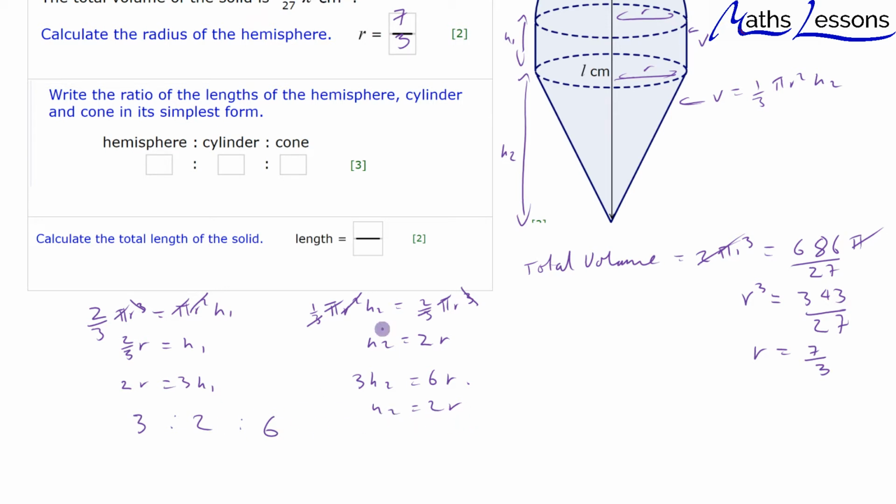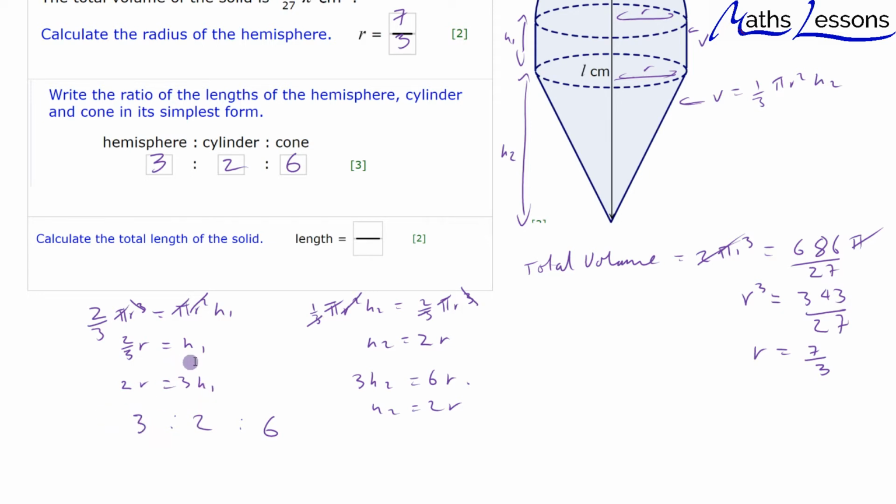So we've got our hemisphere, which has the radius, which is 3. h1 was my cylinder, which is the 2. And my cone here is equal to the 6. Okay, so work out what your ratio is on each thing. Because this is 2r to 3h1, therefore to make this equal, then r is 3 to h1's 2.